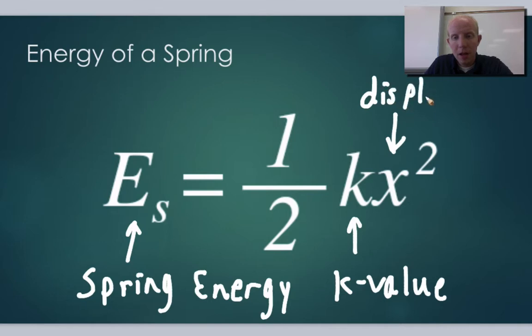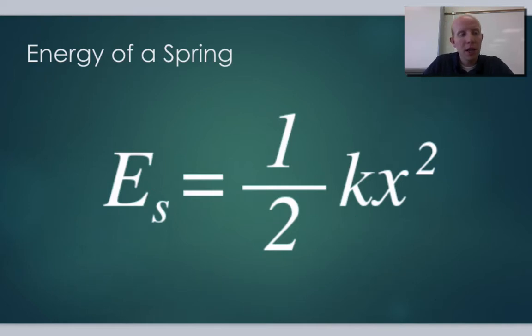Now you'll probably notice this has a very similar format to the kinetic energy equation, and if you ever take AP Physics, you'll see why that is, but just make note of that. We have our K value and our displacement. If we have those two things, we can figure out how much energy is stored in this spring. Okay, so let's try an example problem.